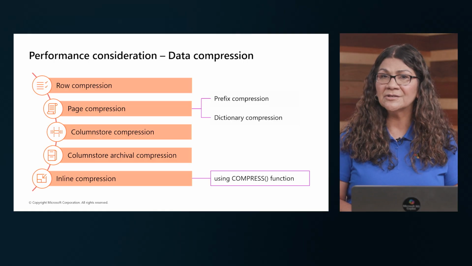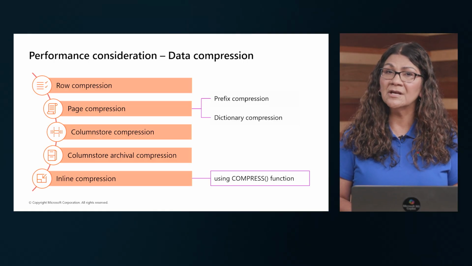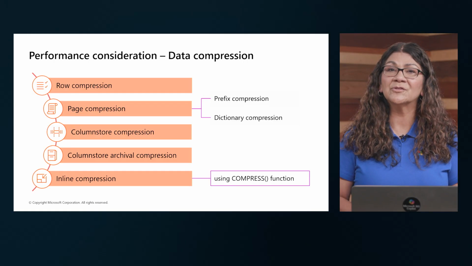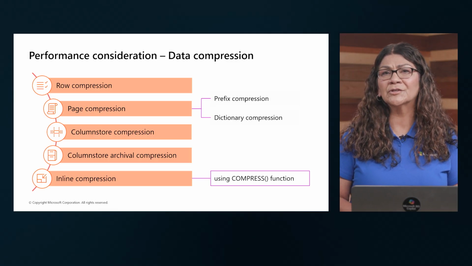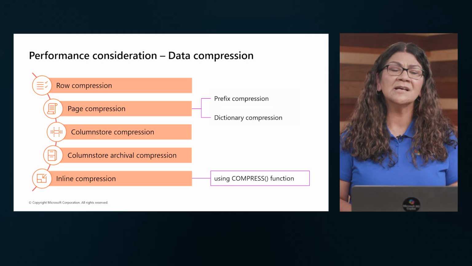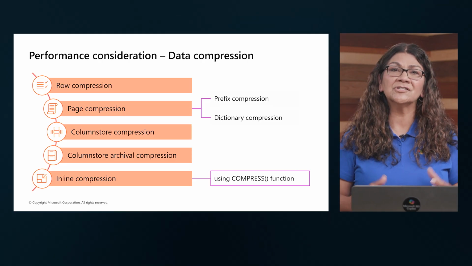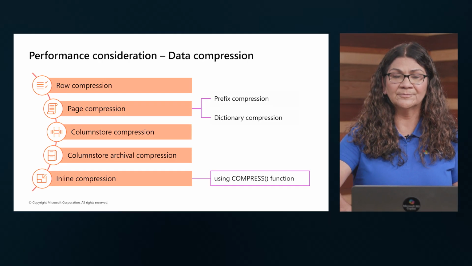Inline compression uses the compression function to reduce data size at the row level during inserts or updates, and it's useful for compressing individual values, especially in scenarios with large text or binary data.